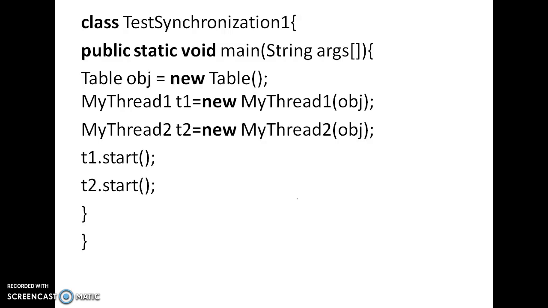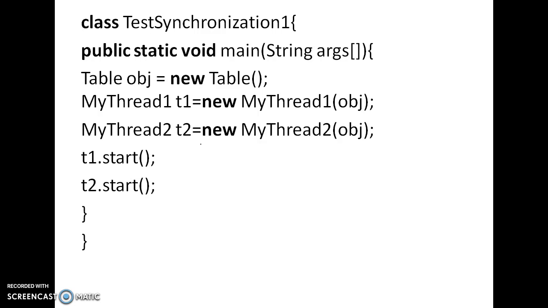Okay, so this is my main class, and inside this main method I'm creating an object for the class Table. Now I'm passing this object while creating objects for the previous two classes, MyThread1 and MyThread2. Here MyThread1 extends the Thread class. I'm creating two threads, T1 and T2, by passing the same object. Keep it in mind, I'm creating only one object here, and I'm passing the same object to both threads T1 and T2.